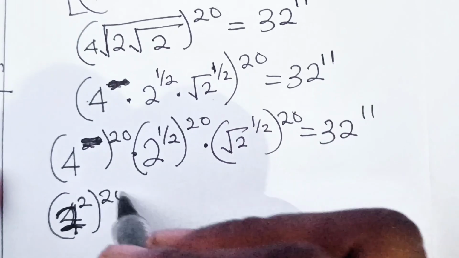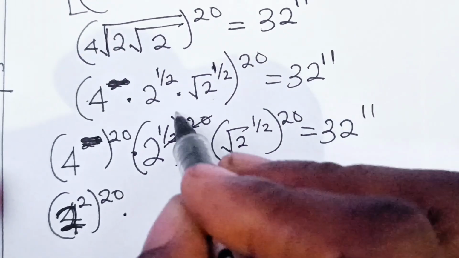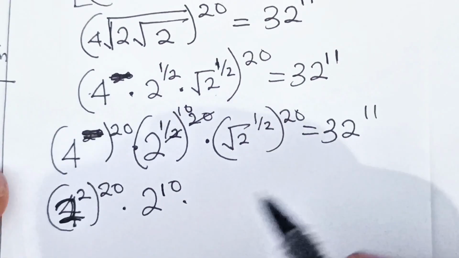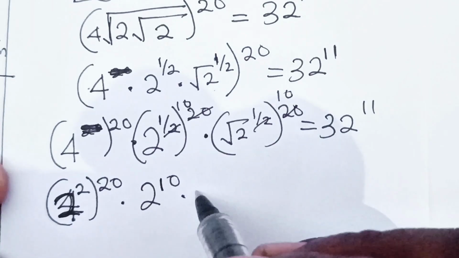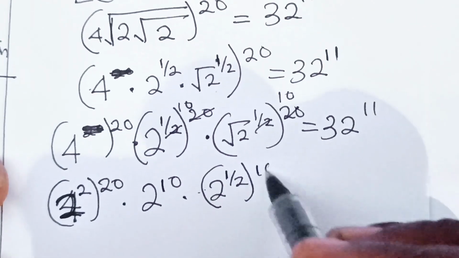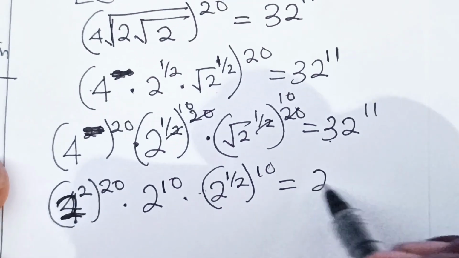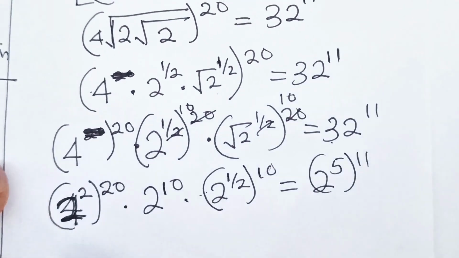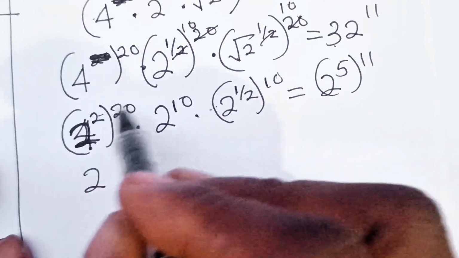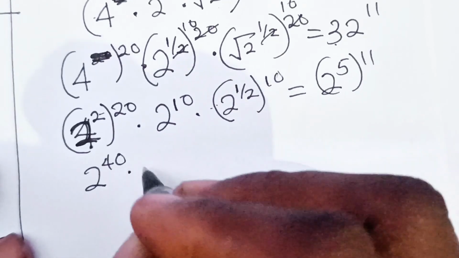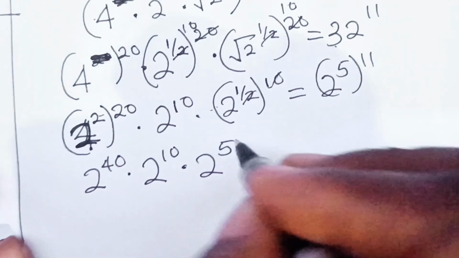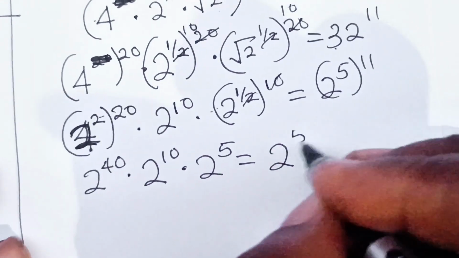Now raised to the power of 20 multiplied by, this will divide this, we have 10. So this is same thing as 2 to the power of 10. Okay, multiplied by, this will divide this, we have 10. This will be root 2, which is same thing as 2 to the power of half raised to the power of 10 is equal to, now 32 is 2 to the power of 5 raised to the power of 11. All right, so if we open the bracket, we have 2 to the power of 2 times 20 is 40 multiplied by 2 to the power of 10 multiplied by 2 to the power of 5 is equal to 2 to the power of 55.